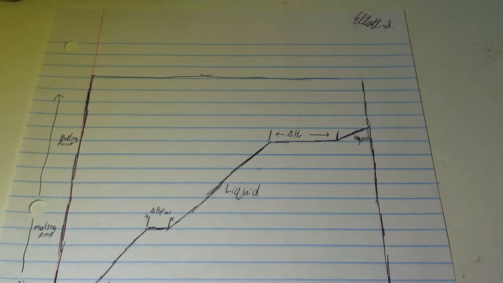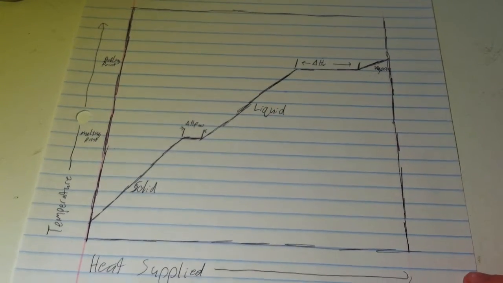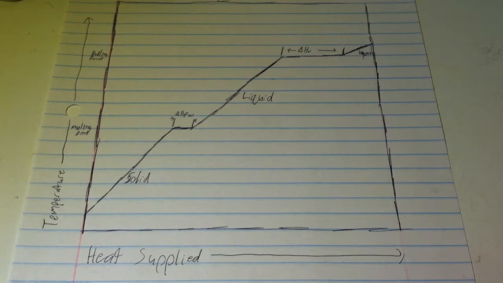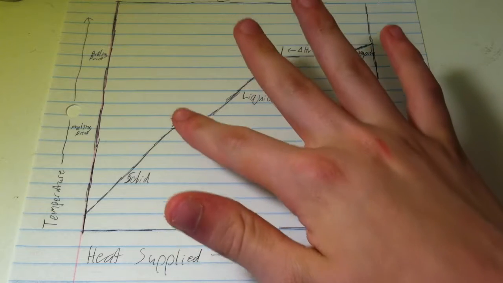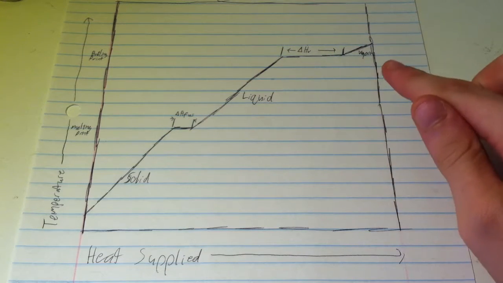Okay, this is my videotape discussion on heating curves. So this is the graph that we were supposed to draw on page 523 of the chemistry textbook. So it is a basic heating curve of water. So this is the solid form of water, liquid form, and the vapor form.